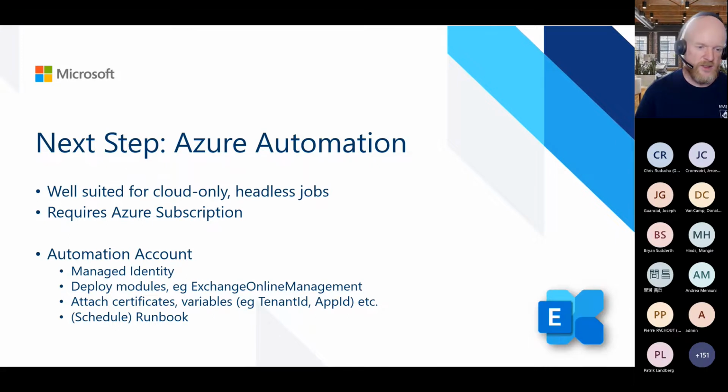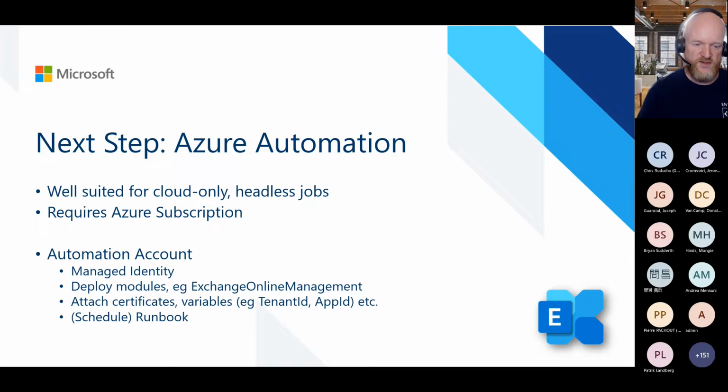What you need to do is create an automation account. The automation account needs to provide a managed identity. Managed identity creates a credential in Azure, but you don't have to worry about managing it. Azure takes care of that. To the automation account, you assign and deploy modules. For example, the Exchange Online Management module.